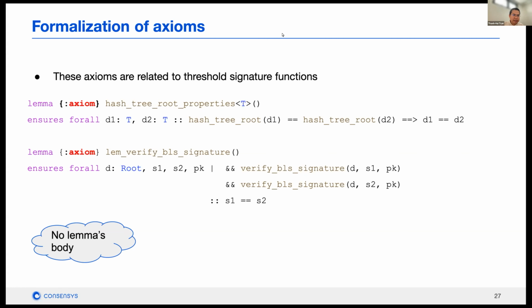The second axiom says for every root, every signature S1 and S2, and one public key PK, if we can verify a signature of D, S1 and PK, and also a signature of D, S2 and PK, then it implies that S1 must be S2. Another thing I want to mention here is that the axioms don't have any lemma body.